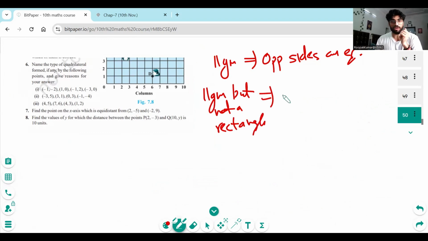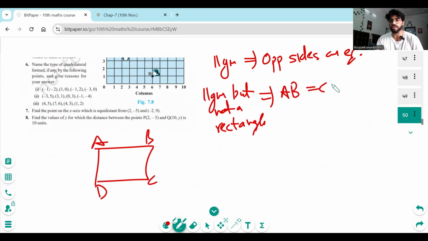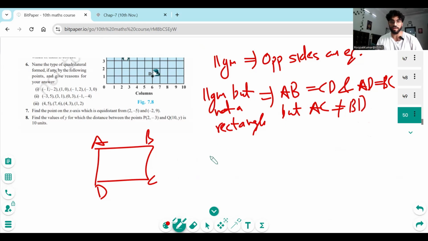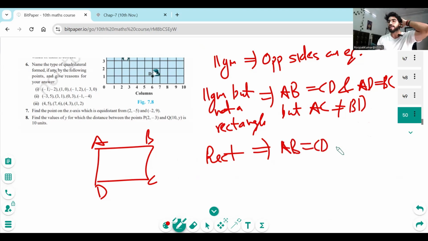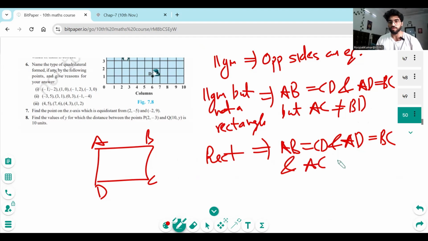So इसमें आपको क्या show करना पड़ेगा? That opposite sides, let's say we have a quadrilateral ABCD. So you will show that AB is equal to CD and AD is equal to BC, but AC is not equal to BD. Diagonals equal नहीं होंगे अगर वो not a rectangle करना है. अगर rectangle prove करना है तो opposite sides भी equal and my diagonals will also be equal, AC is equal to BD. If you have to show it is a rhombus, you will show that all the four sides are equal.